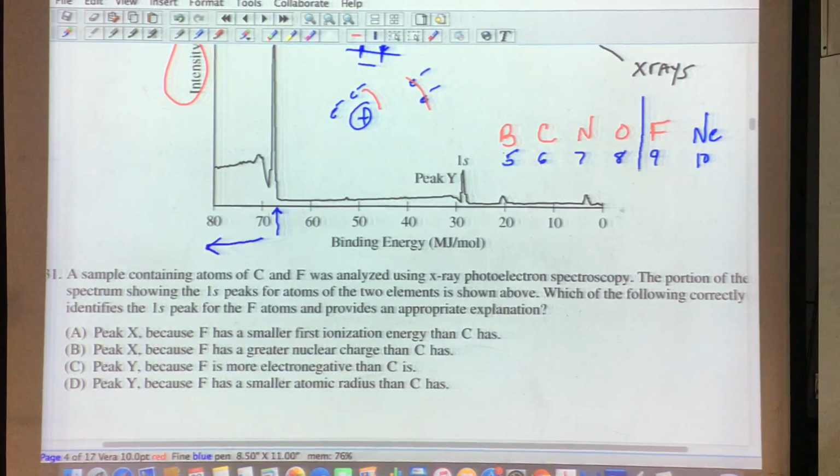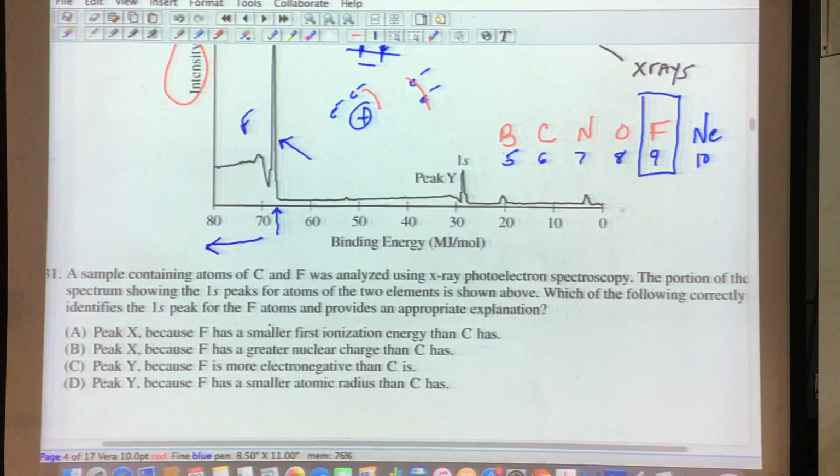So fluorine's got more protons in the same energy level. It's got a higher nuclear charge, higher effective nuclear charge. So therefore, it's going to be a lot tougher to remove what? Fluorine's electrons at the 1s level.